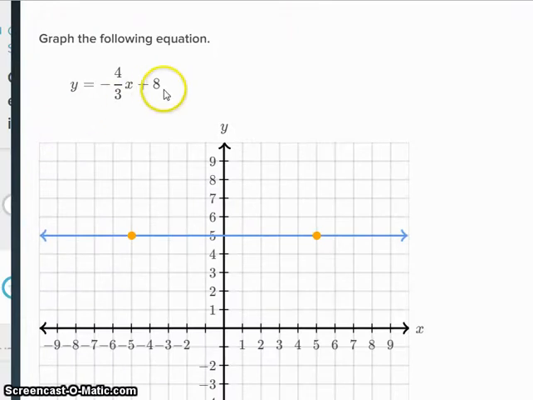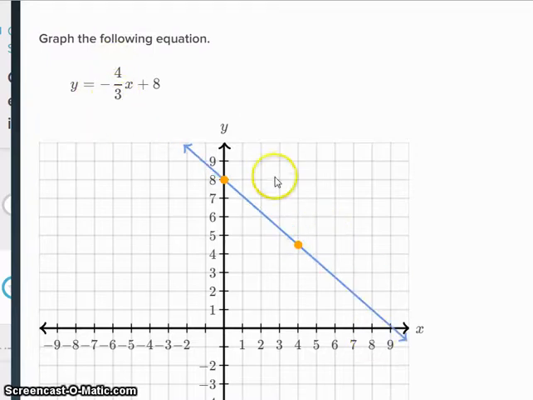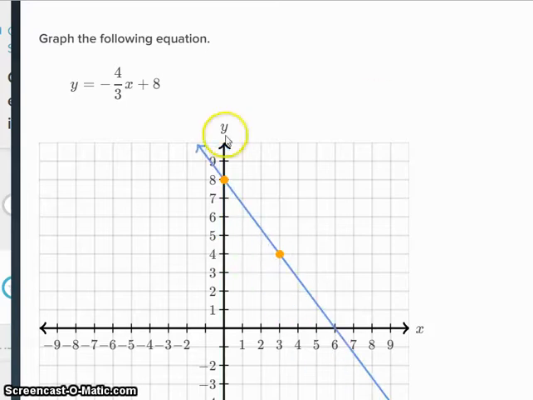In this case, the intercept was 8, so the line started on the y-axis at 8. And then the slope was negative, so it goes down like this one does. It goes down 4 and sideways 3. So this goes from 8 down 4 to 4 and then sideways 3 to 3. So I have here a line that starts at 8, and then it goes down 4 and sideways 3. And so that's the graph that gives me that line.